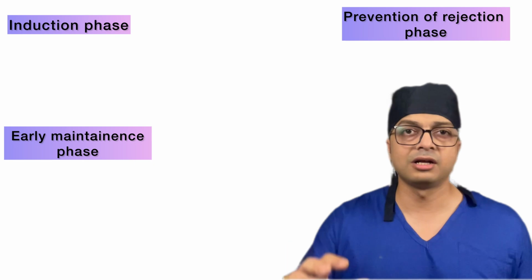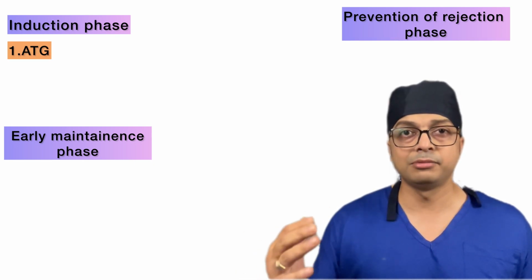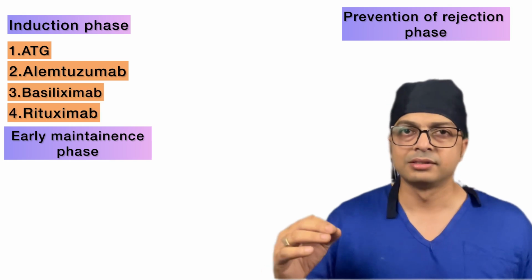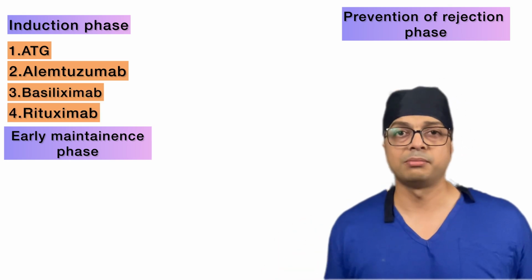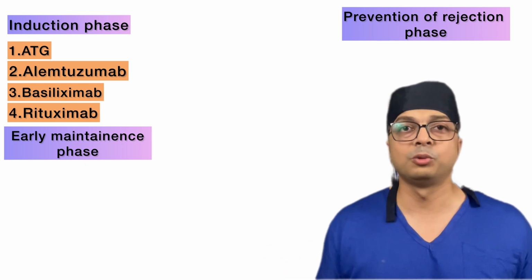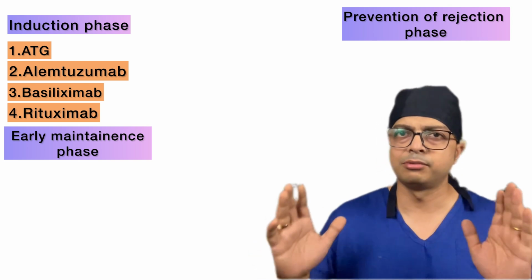Friends, the drugs which come under induction phase are ATG, alemtuzumab, basiliximab, rituximab. Sometimes the drugs which come under maintenance phase are also upgraded or doses are increased to bring it into the induction phase. So after induction phase, let's come to maintenance phase.